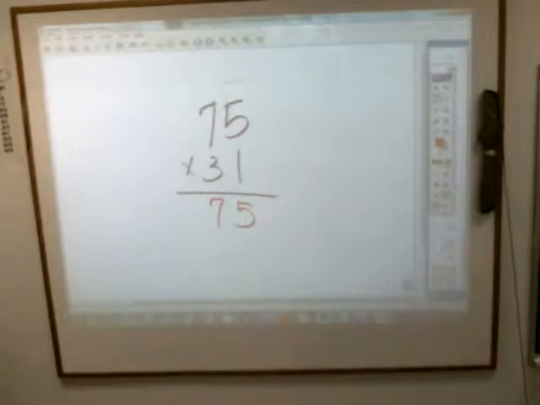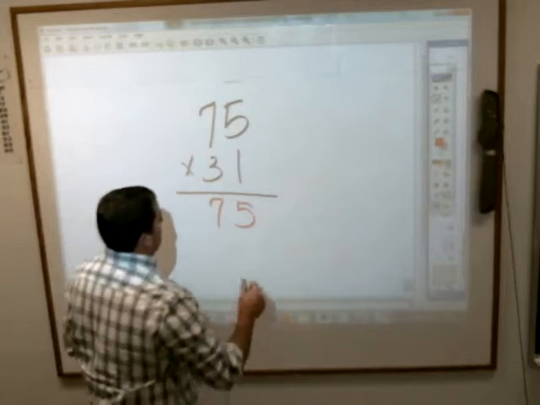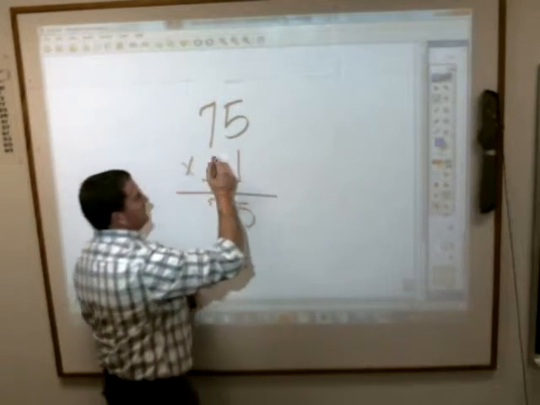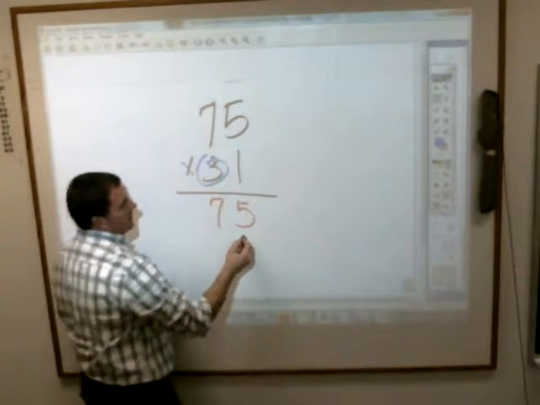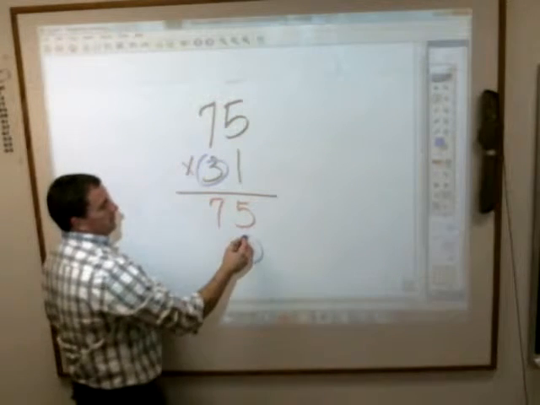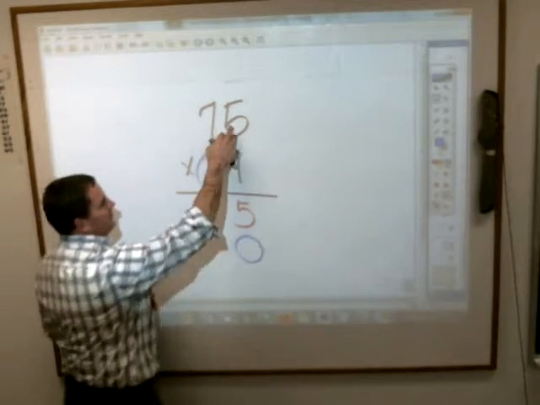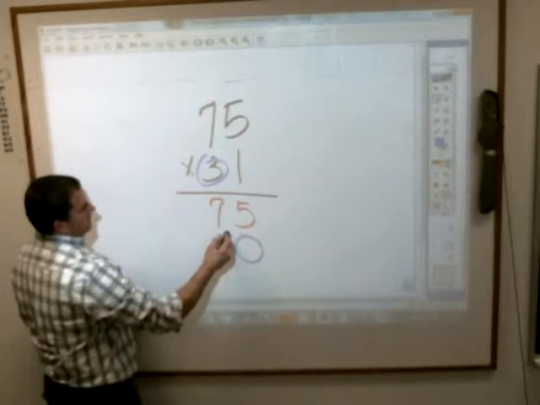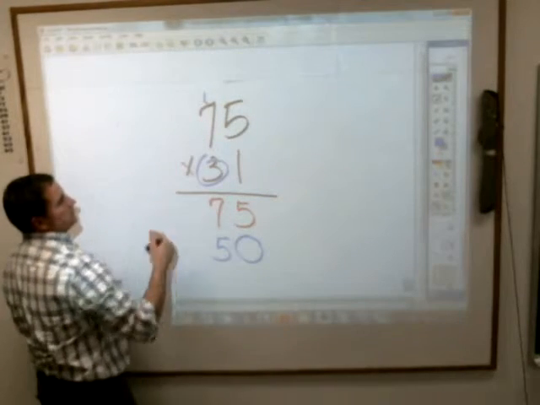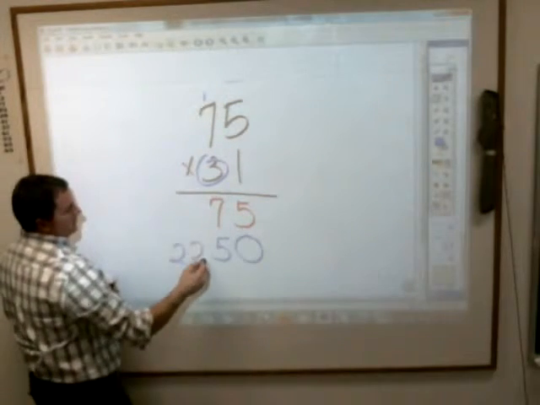The next step I have to do is put a 0. When I get to this digit here, this 3, because it's in the tens place, I need to put a 0 there before I start. And then I do the same thing. 3 times 5 is 15, carry the 1. 3 times 7 is 21, plus 1 is 22.